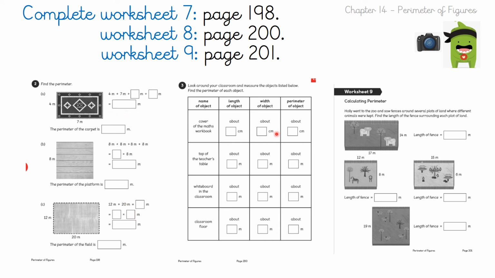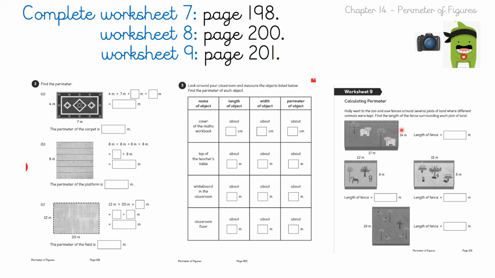In page 200, you need to complete activity 3. And it says, look around your classroom and measure the objects listed below. We know we are not in the classroom, so you can change what it is that you are measuring. Make sure you cross it out and write down the new item. You can still find the perimeter of the cover of your maths book, but you cannot do the top of Miss Downey's or my teacher table, so you could do instead the top of your dining table, anything you want to, but just make sure you cross it out and write down what it is that you are measuring.